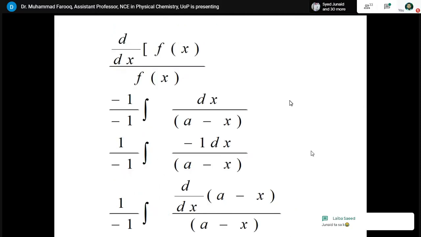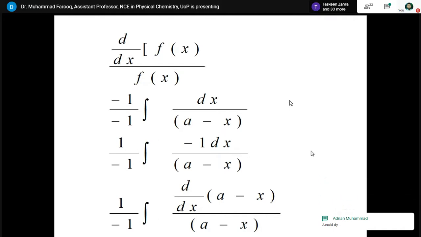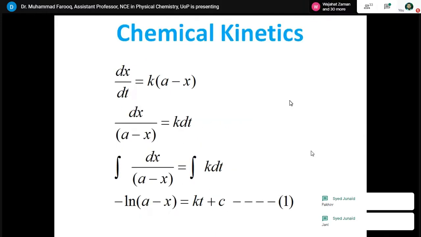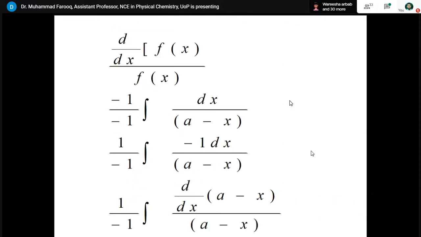Now here, f of x is a function and its derivative is not exactly present in the numerator. So how do we solve this one? In the integral of dx divided by A minus x, we multiply and divide by minus 1. You can see minus 1 divided by minus 1. Can we write that or not? Yes, sir. Now I can write 1 divided by minus 1, times minus 1 dx.